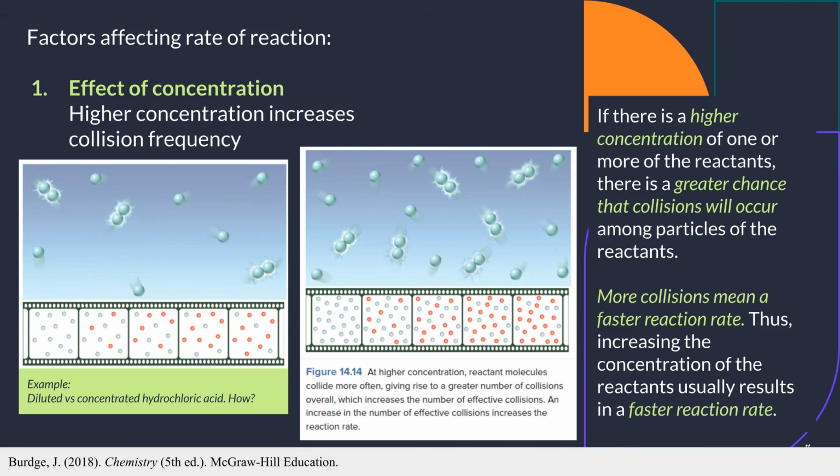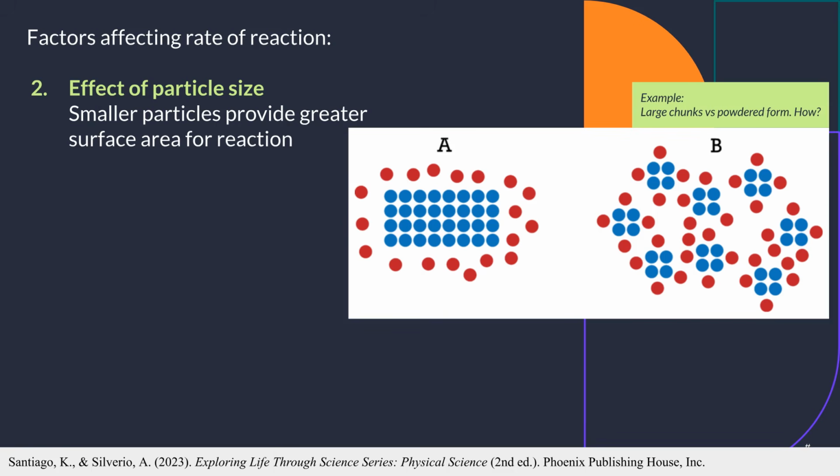More collisions mean more chances for effective collisions, so the reaction proceeds faster. In the diluted solution, particles are farther apart, so collisions occur less often, and the reaction is slower. Particle size affects reaction rate by changing the amount of surface area available for collisions.